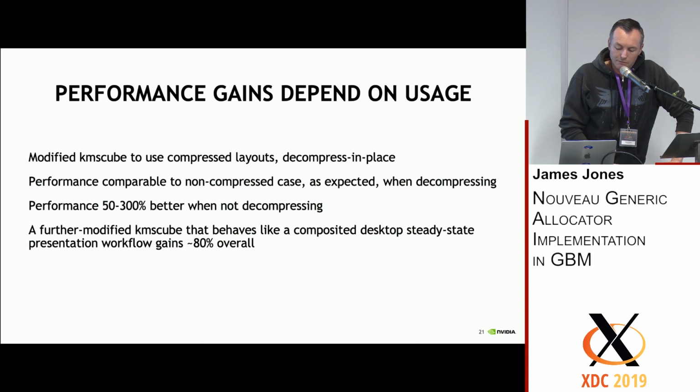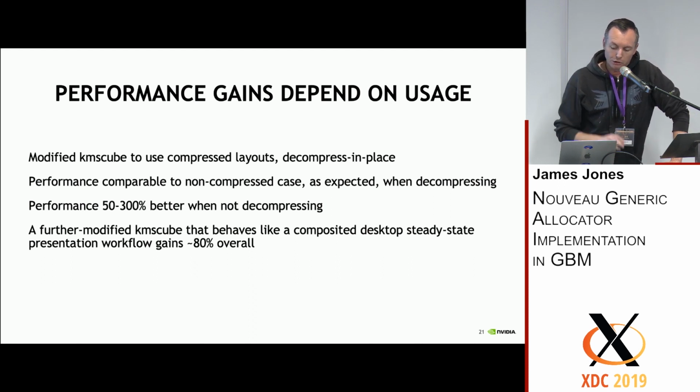So I went ahead and modified KMS Cube so that it behaved more like a composited desktop. Rather than just rendering to a buffer and then scanning that out immediately, it would render to a buffer, take that buffer and sample it into another buffer, like a Wayland compositor would, and then scan that out instead. And that should have the bandwidth savings of that render and texture operation essentially being free, since they don't have to go out to memory. And so that worked out properly, and I ended up getting an 80% gain in performance versus the non-compressed and non-transition enabled case. So I was pretty happy with that.